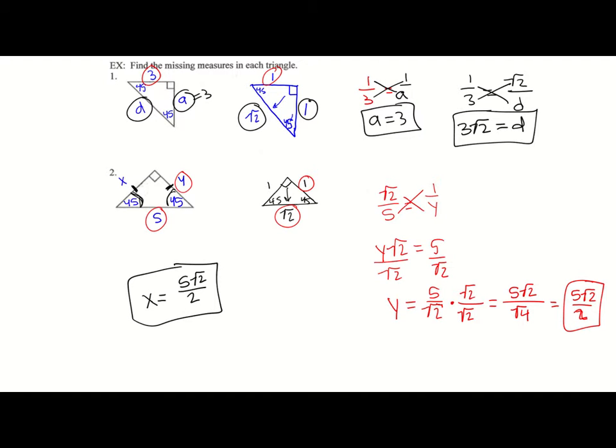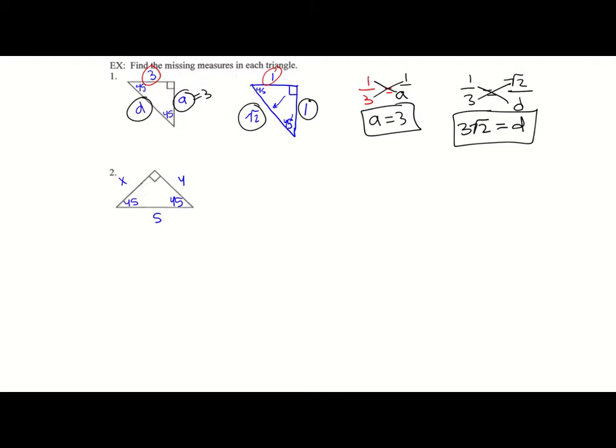But if you remember that that's an isosceles triangle, and if two angles are the same, then their two opposite sides are the same, then you don't even have to solve for x. You know right away it's going to be the same as y.